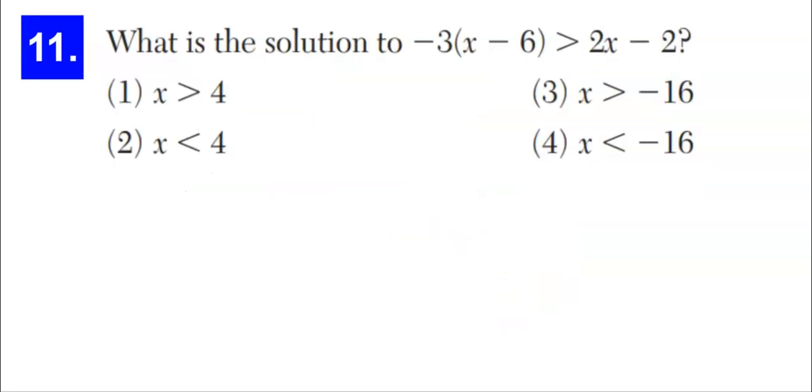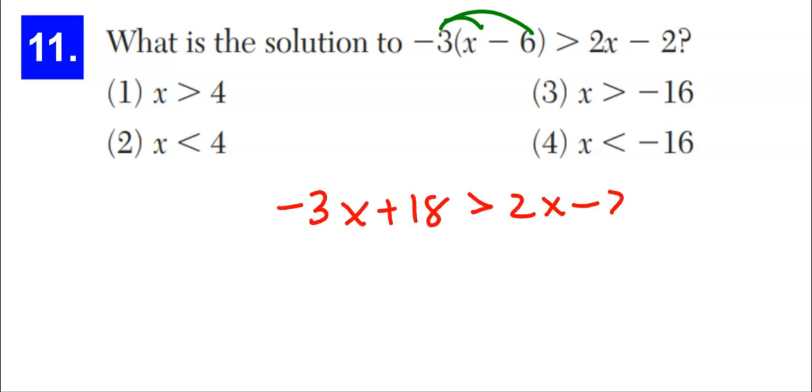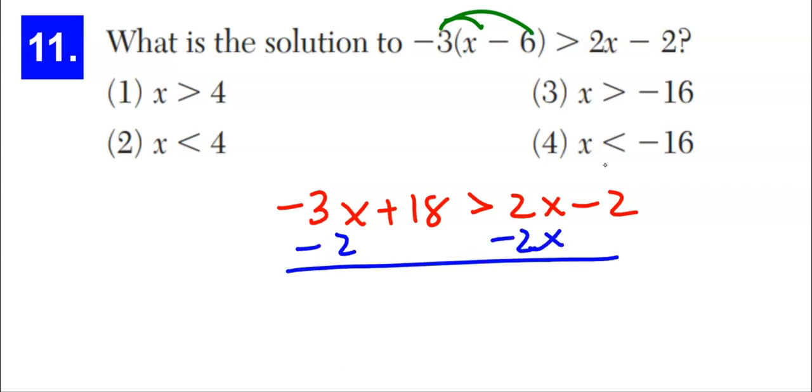All right, the last question asks you to find the solution to this inequality. So I'm going to distribute this -3 first, giving me -3x plus 18 is greater than 2x minus 2. I'm going to choose to subtract 2x from both sides because all of the answer choices have an x on the left. So if I move my x to the left, it will be easiest to match it to an answer choice. So -5x plus 18 is greater than -2.